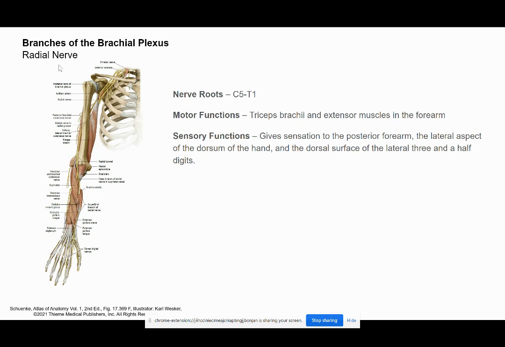Next, we're looking at the radial nerve, and the radial nerve stems from C5 to T1. It innervates the triceps brachii and the extensor muscles in the forearm, and it supplies cutaneous innervation of most of the skin of the posterior forearm, the lateral aspect of the dorsum of the hand, and the dorsal surface of the lateral 3.5 digits.